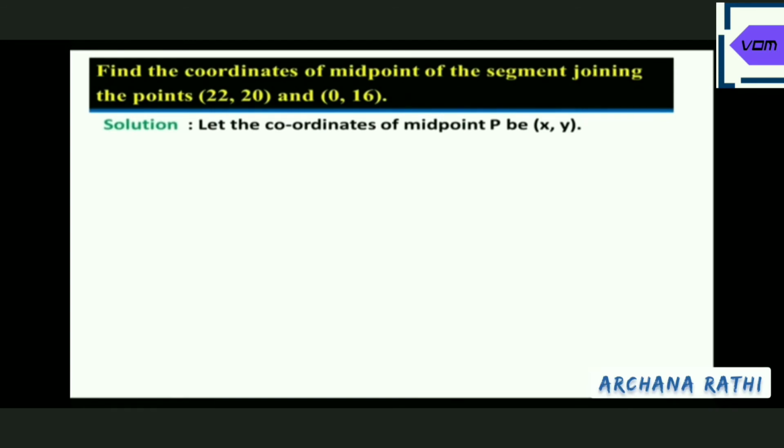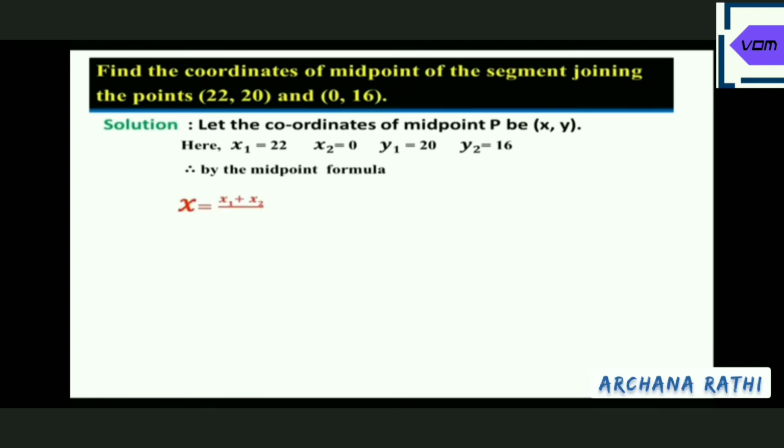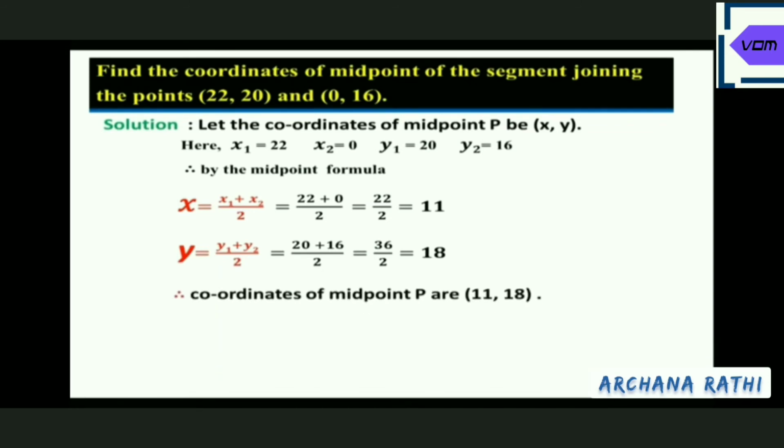So let the coordinates of midpoint P be (x, y). Here x1 is equal to 22, x2 is equal to 0, y1 is 20 and y2 is equal to 16. Therefore by midpoint formula, put the values. So you will get the x coordinate is equal to 11, and then similarly we will find the y coordinate. Y is equal to (y1 plus y2) upon 2. Therefore after solving you will get 18. Therefore coordinates of midpoint P are (11, 18).